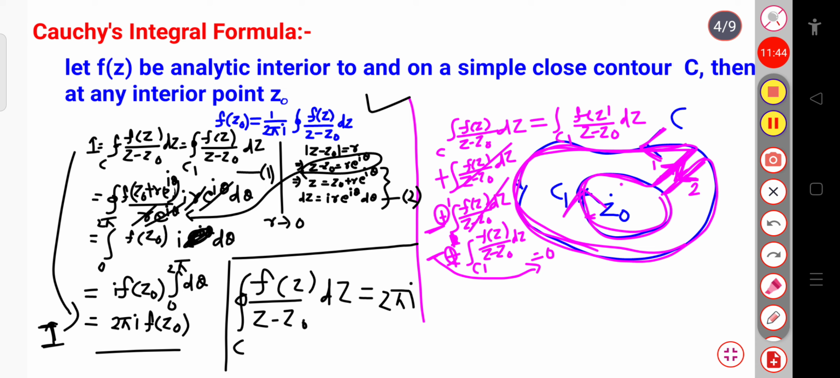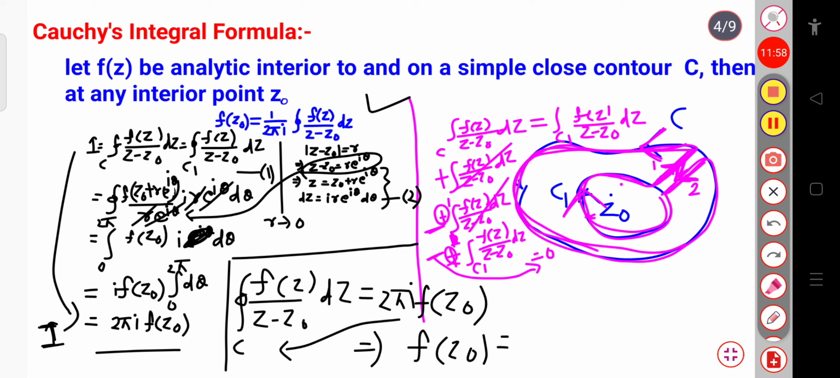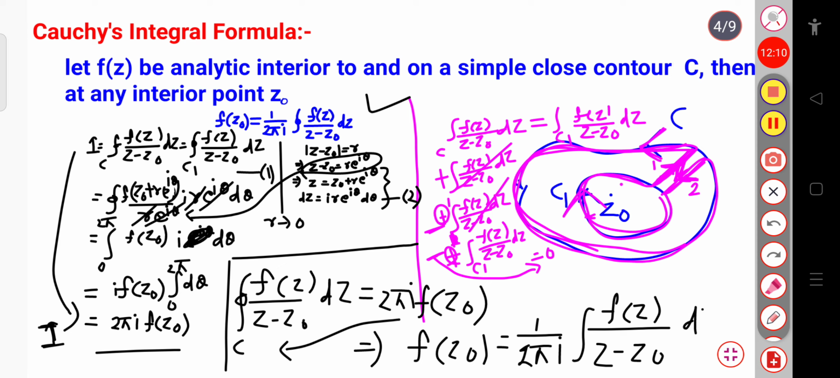Okay. Now this can be written as f of z naught will be equal to, taking this 2 pi I to the left hand side, 1 by 2 pi I into the integration of f of z divided by z minus z naught into dz. Clear? Whether the integration is over C or C1, it doesn't matter.